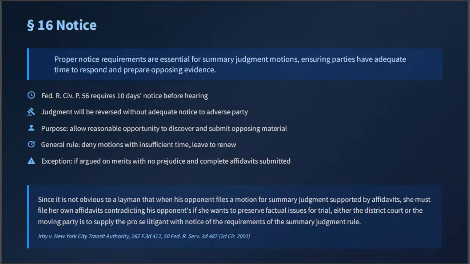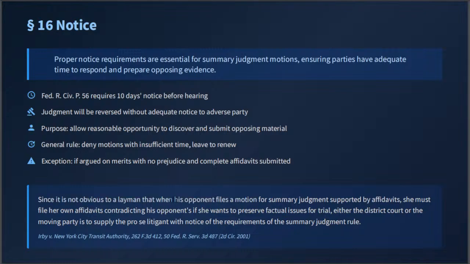to notice. But typically, since it is not obvious to a layman, now this is a good one here. In fact, this is a very key case too. This is Irby versus New York City Transit Authority from 2nd District 2001. So take note of this one here. Since it is not obvious to a layman that when his opponent files a motion for summary judgment supported by affidavits, she must file her own affidavits contradicting his opponent if she wants to preserve factual issues for trial. Haha, see, key. It's not obvious, right?